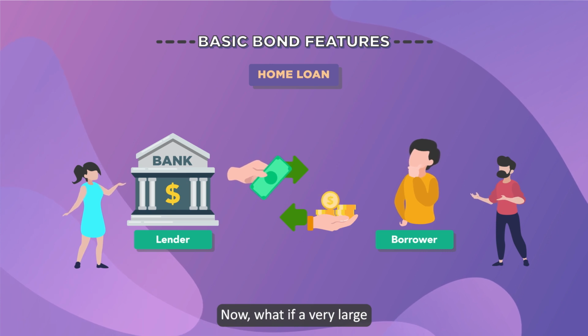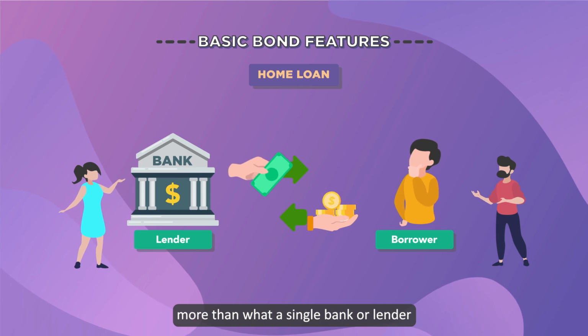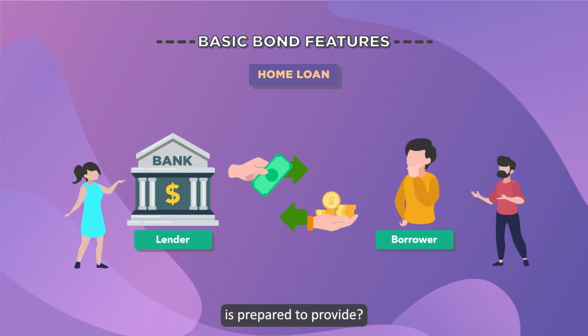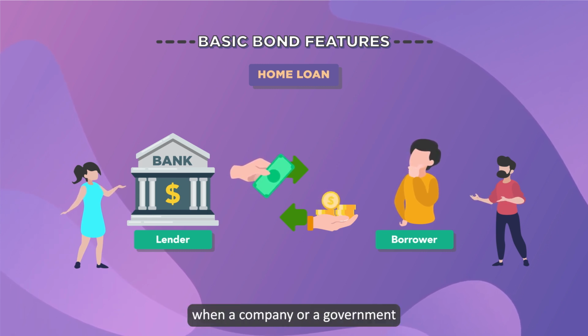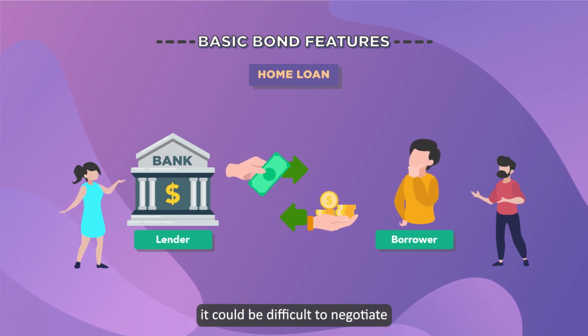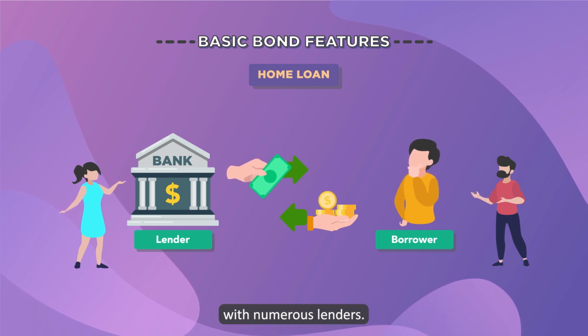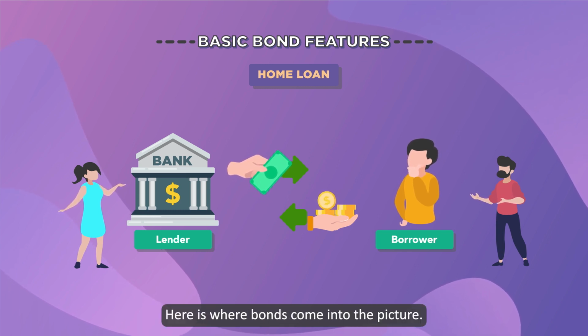Now, what if a very large sum of money is needed, more than what a single bank or lender is prepared to provide? For example, when a company or a government wishes to borrow a big sum, it could be difficult to negotiate individual loan agreements with numerous lenders. Here is where bonds come into the picture.